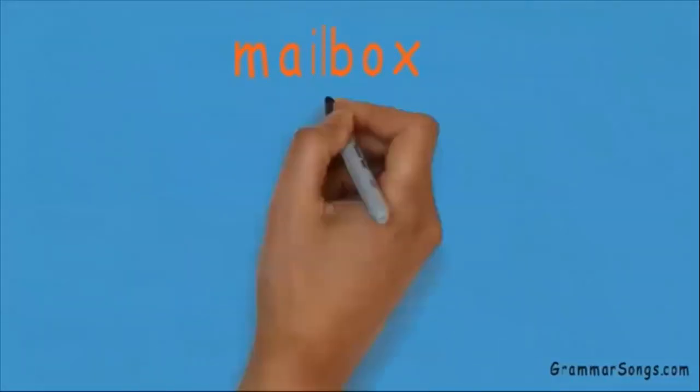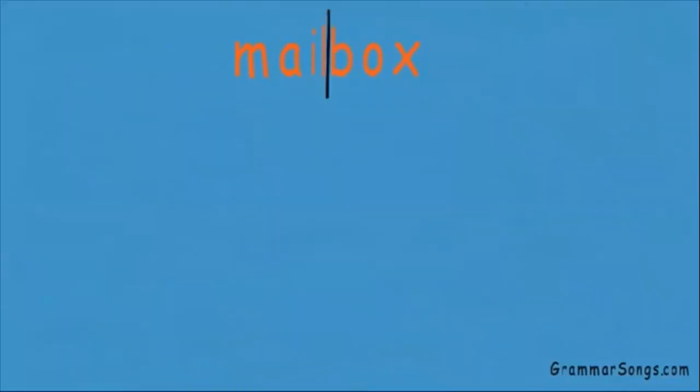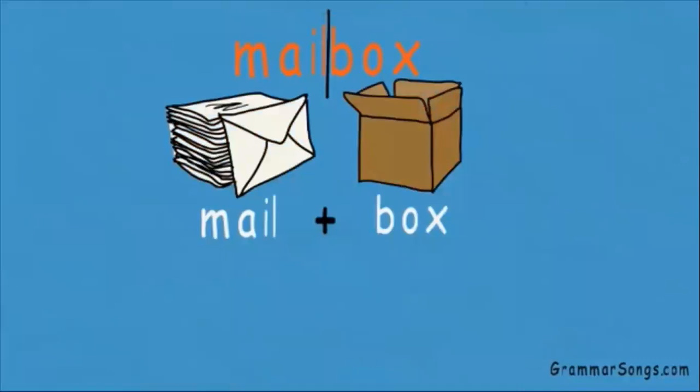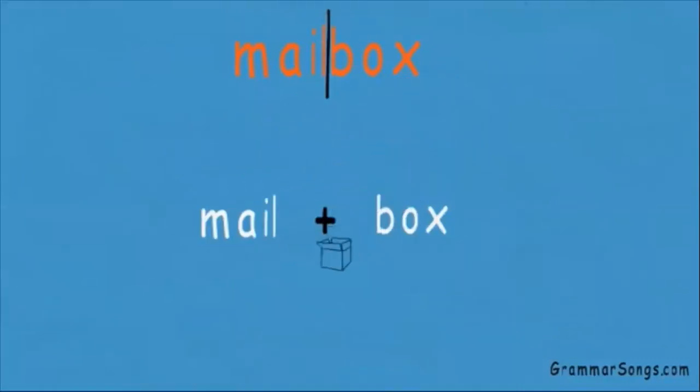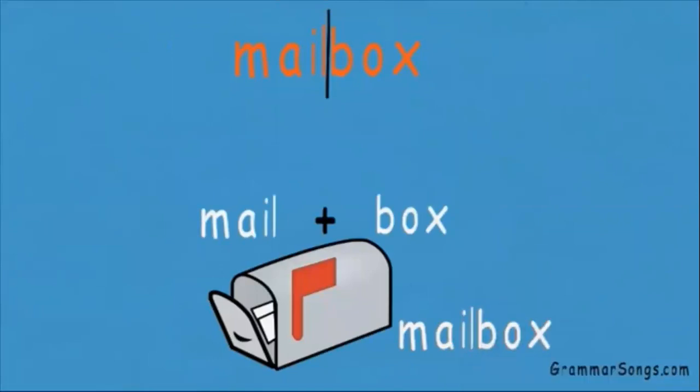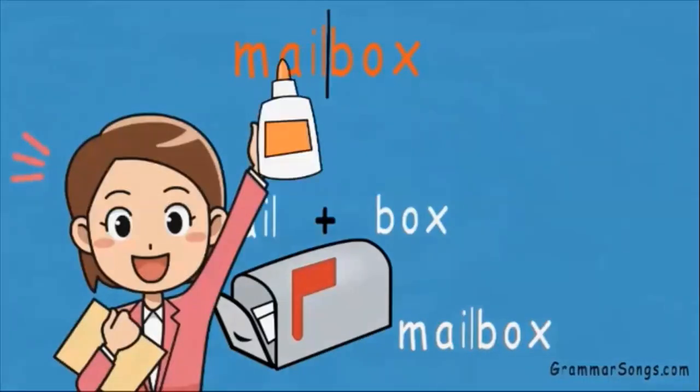Take the word mailbox, for example. It's a compound word made up of two nouns put together, mail and box. The two words go together to form a new word with a different meaning, mailbox. But unlike a contraction, none of the letters are left out and replaced by an apostrophe. The compound word mailbox contains all the letters from the word mail and all the letters from the word box. So a compound word is like two words glued together.